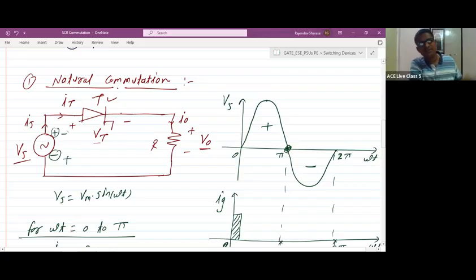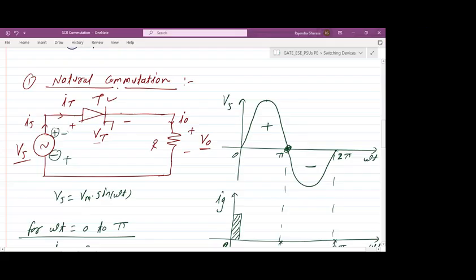If the SCR is in a forward bias mode, two things we are having. One is SCR forward bias mode. Second one is SCR reverse bias mode. When the supply voltage is positive, I am saying for natural commutation, when the supply voltage is AC, right? During the positive values of the supply voltage, that means 0 to pi, your SCR will be in the forward bias mode.